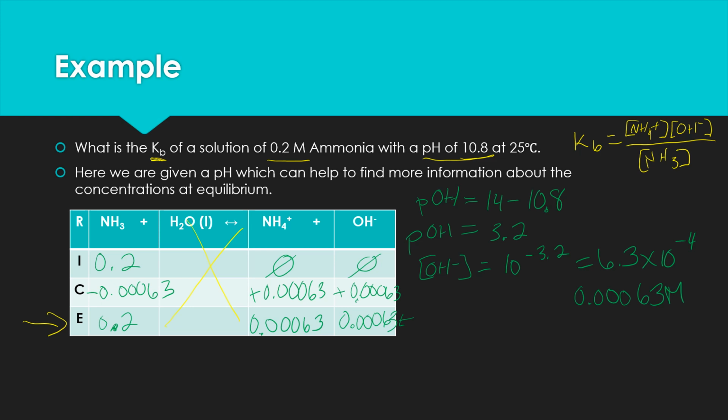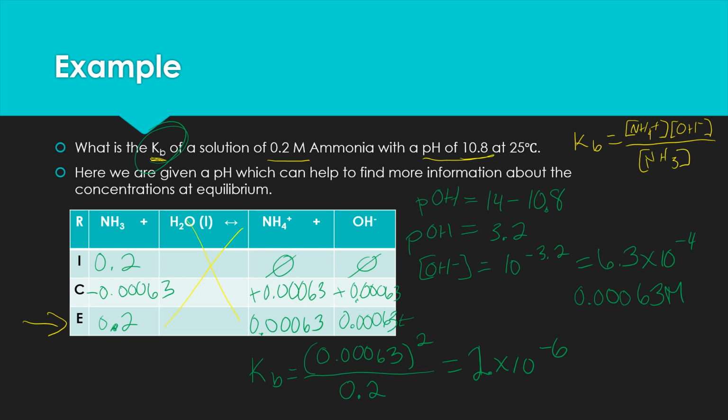So if we want to find our Kb value, that's our ultimate goal here, we can plug it into our Kb expression that we wrote up above. So our products are both 0.00063 times itself, so I'm going to square it, and I'm going to divide by 0.2. So 0.00063 squared divided by 0.2. And I'm going to go ahead and put this number in scientific notation. We get 1.98. We only have one significant figure, so I'm going to do 2 times 10 to the negative 6. And that is our equilibrium value.